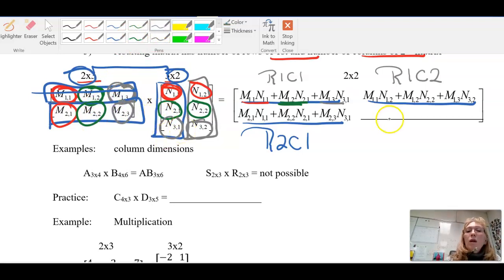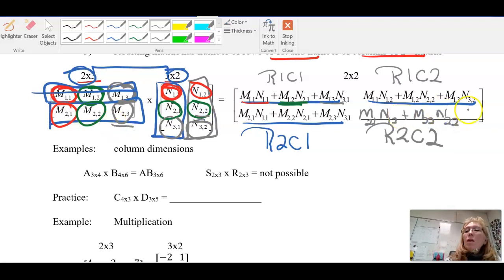So what are you going to do here? This is row 2, column 2. So you're multiplying row 2. So I'm taking row 2, the first one, times the first one here, 1, 2. Plus, now I'm taking the second term times the second term.